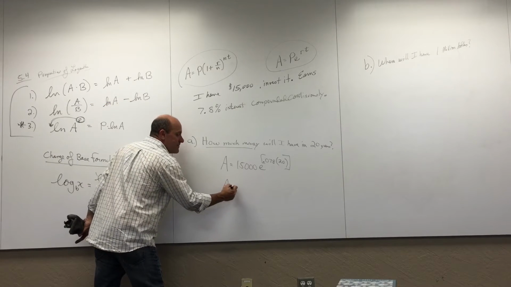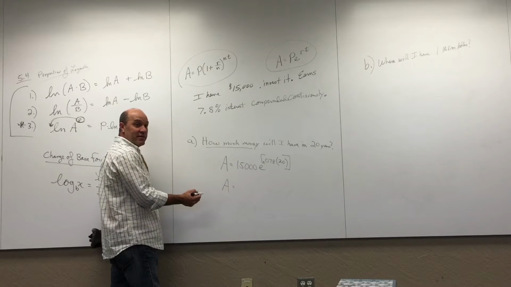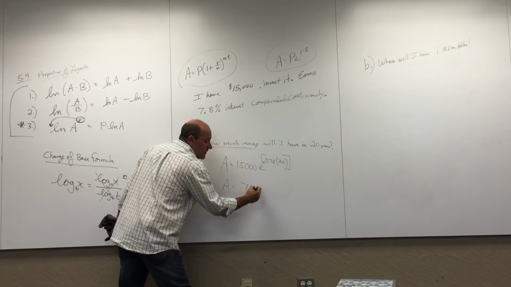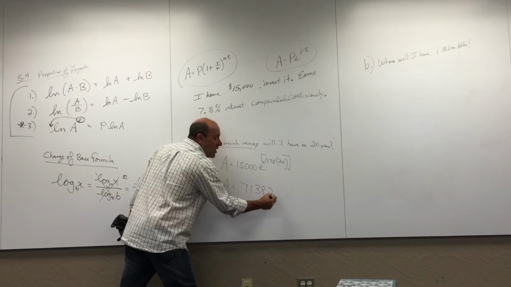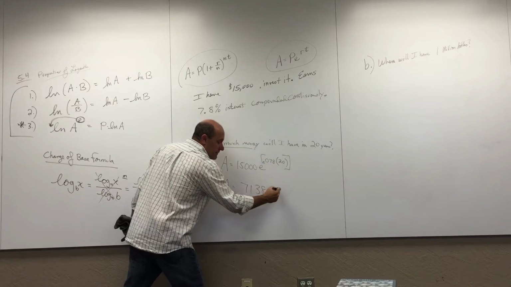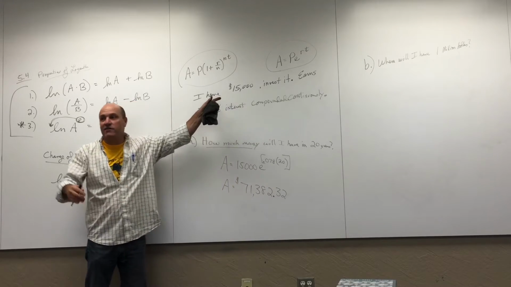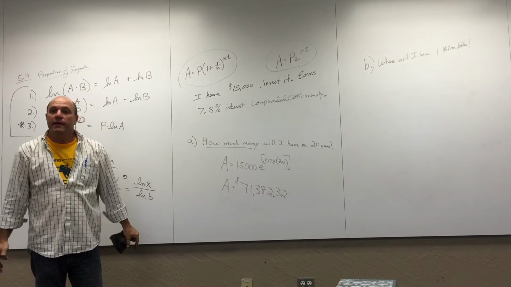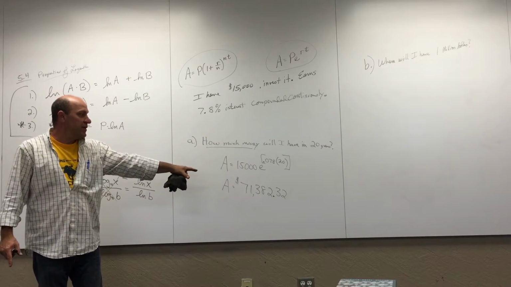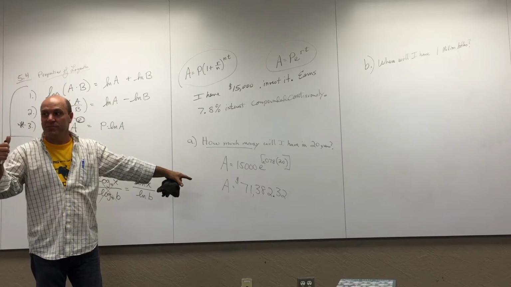What's the answer? Anybody? 71? Might be good. 71,000. Go ahead. 382 point, and now I want 2 decimals, 32. Cool. 71,000. That's pretty good. I had my $15,000. I left it in there for 20 years and it grew. Thanks to that 7.8% interest, compounded continuously, my money grew pretty good in 20 years. You guys with me?